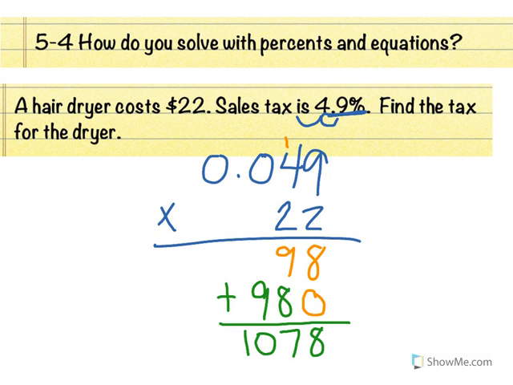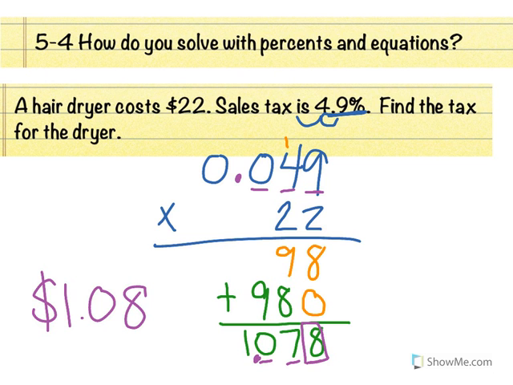Looking back up in my problem, I have 1, 2, 3 place values that are after a decimal. So I'm going to have to do the same thing down here. 1, 2, 3. My decimal place would go right here. So I would have $1.07. I'm going to go ahead and round because I can only have 2 place values in a dollar amount. So I'd have 1.0, and this 8 is going to cause me to round up. So $1.08, that's my tax on my hairdryer.